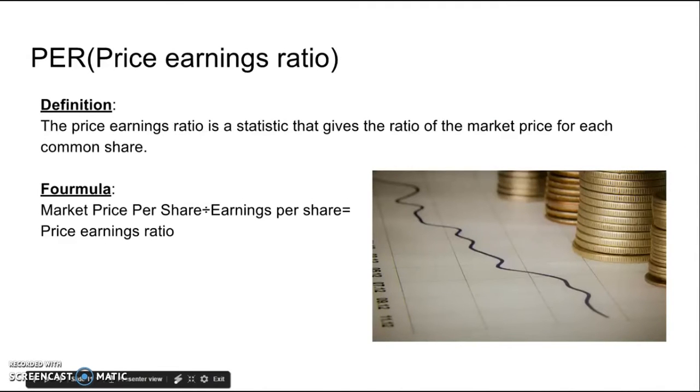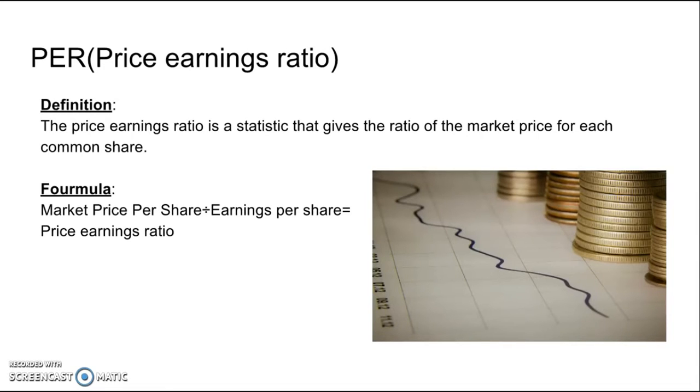PER, or price earnings ratio, can be expressed as a statistic that gives the ratio of the market price of each common share to its earnings per share. This ratio is used for comparing earnings across companies. The formula is as follows: market price per share divided by earnings per share equals your price earnings ratio. It is used to reflect investors' assessment of a company's future earnings. The ratio will be higher if investors think that the current income levels will continue to increase, and lower if investors think that the income will decrease.